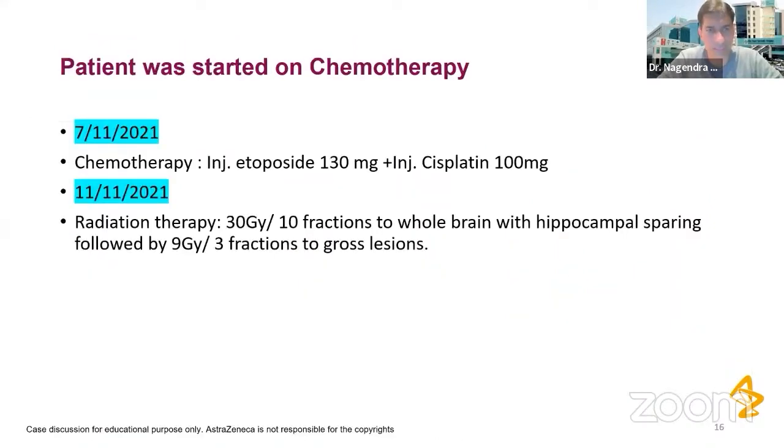The patient was started on chemotherapy. In this case, obviously, we know that etoposide plus a platinum-based combination is the standard of care. The patient received 30 gray in 10 fractions to whole brain radiation with hippocampal sparing to decrease the risk of cognitive decline, followed by 9 gray in 3 fractions to gross lesions.